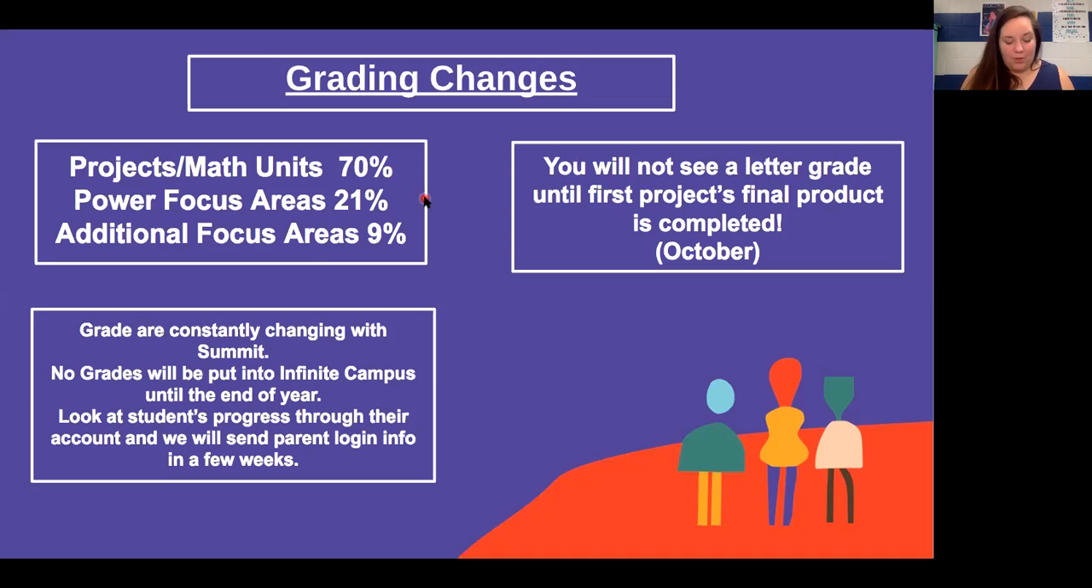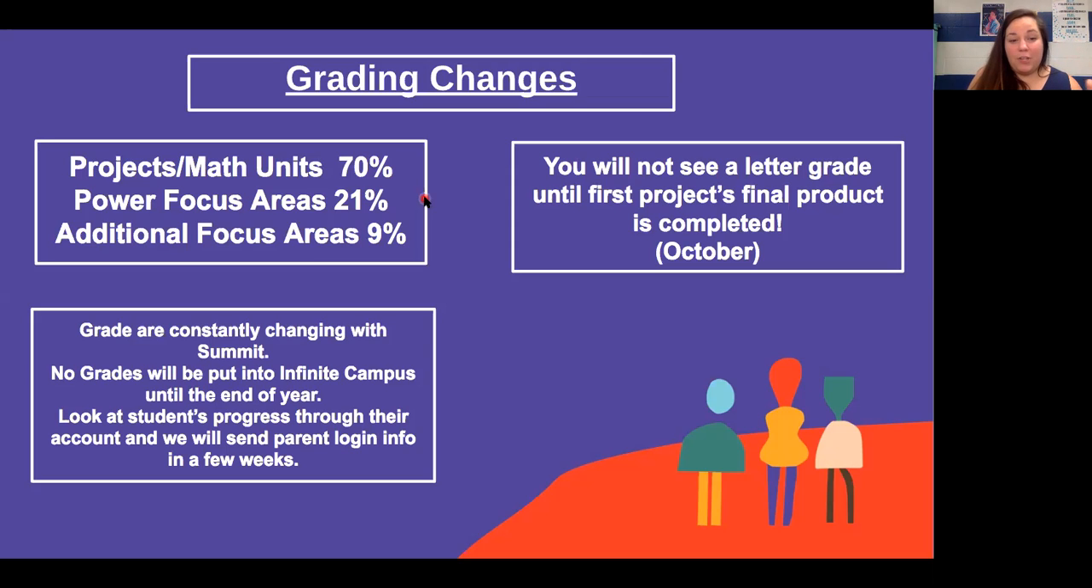If you want an A, you have to go the extra mile and do the additional work. Lastly, just because you do your projects, math units, power focus areas, and additional focus areas does not mean that you are going to get an A. That means in order to even be eligible for an A, you have to do the extra work. So again, you have to make sure that your projects and your grades that you're getting on a daily basis are also aligning to that effort, okay?